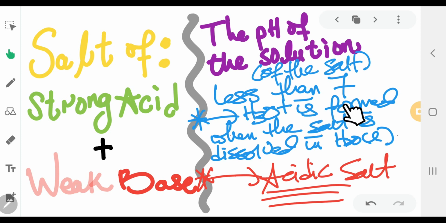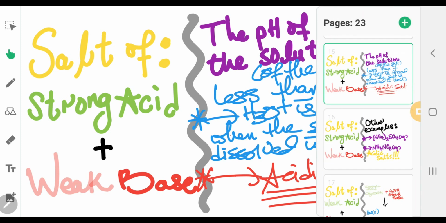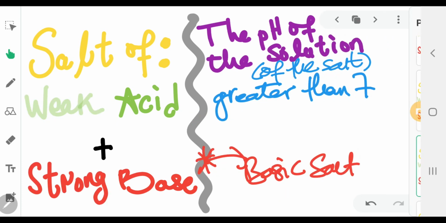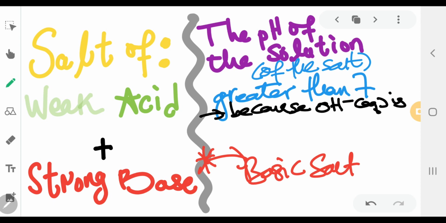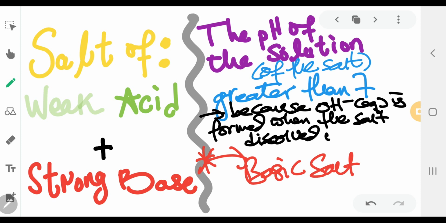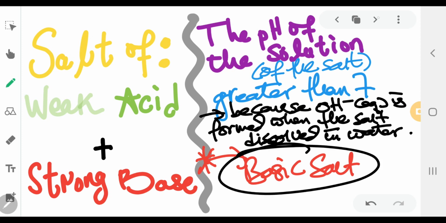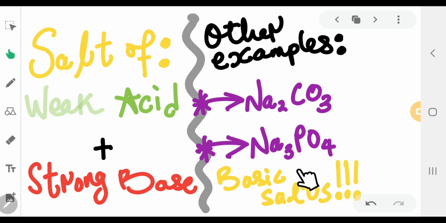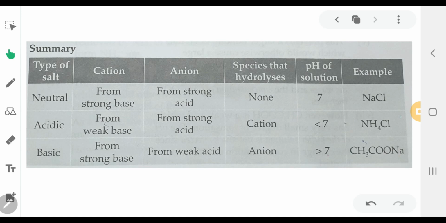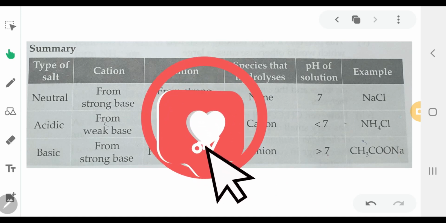Okay, so when you look at what we have done here, it is less than 7 for strong acid and weak base because H3O+ is formed when the salt is dissolved in water. In the case of this, it will be greater than 7. Why? Because OH- is formed when the salt dissolves in water. Okay? Thus, we have a basic salt. Other examples of basic salts are Na2CO3 and Na3PO4. This is the summary, the table that you can have a look at to summarize what we have discussed throughout this video.